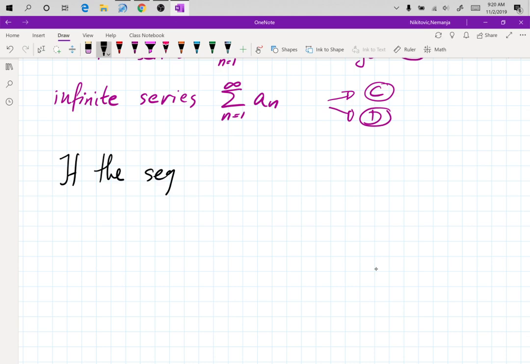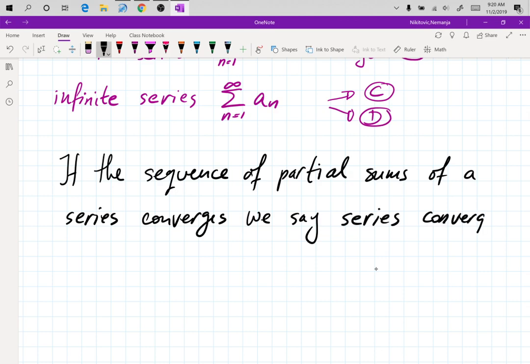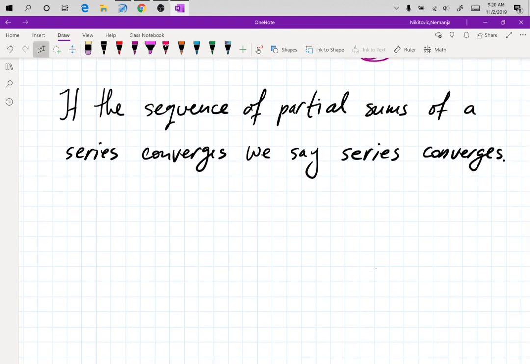if the sequence of partial sums of a series converges, we say the series converges. If the sequence of partial sums is... that's a lot in this sentence, but the meaning should have been clear.